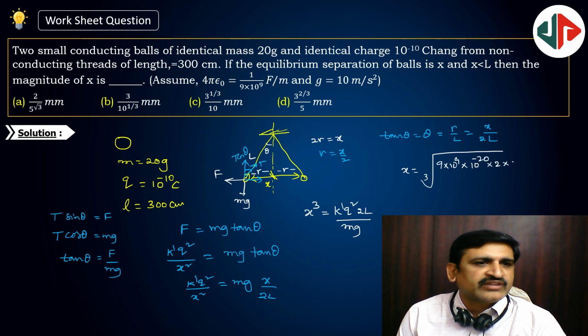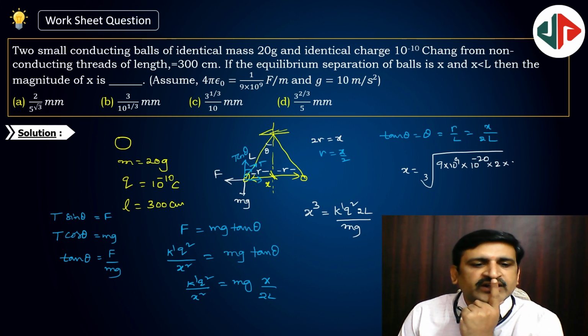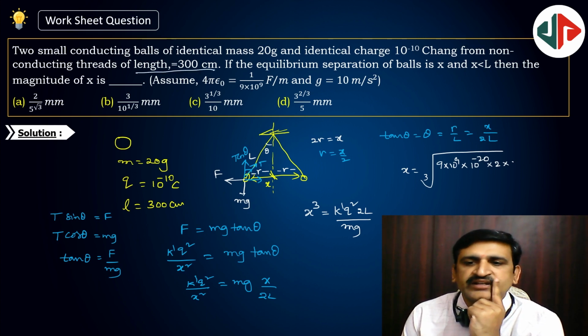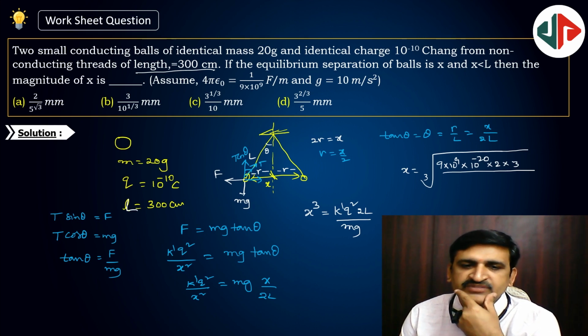Answer in terms of L or no? Length of the string not given? Identical, length of the string is given, 300 centimeters. 300 centimeters means 3 meters. In SI system we need to do, right? Yeah, L is given. L equal to 300 centimeters. Okay, 2L. mg, 20 gram, 10 power minus 3, g 10.